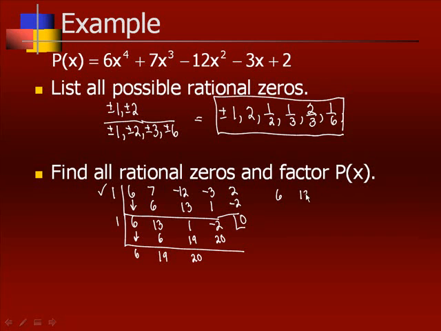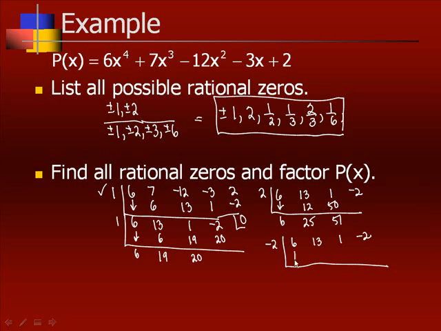Okay? Let's go back to 6, 13, 1, -2. Let's try 2. Drop your 6. 6 times 2 is 12, 25, 50. We're going the wrong direction there. Let's try -2. 6, 13, 1, -2. Drop your 6. There's -12. There's 1. There's -2. There's -1. There's 2. There's 0. Hey, we found another one.